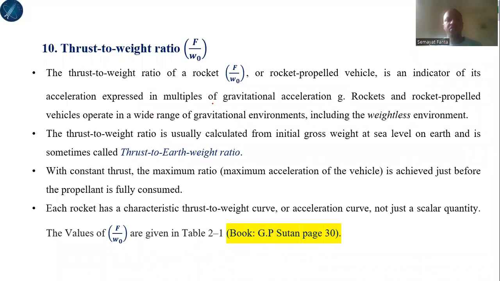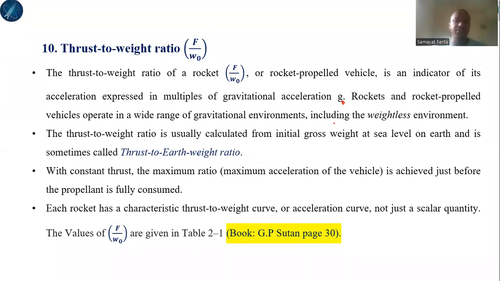Thrust to weight ratio. Again, this is in George P. Sutton's book, and you can find these notes. The thrust to weight ratio, for a rocket-propelled vehicle, is an indicator of the acceleration expression. This is just acceleration, and our acceleration is just gravitational acceleration G naught. It is not G but G naught. G is some variable gravity.